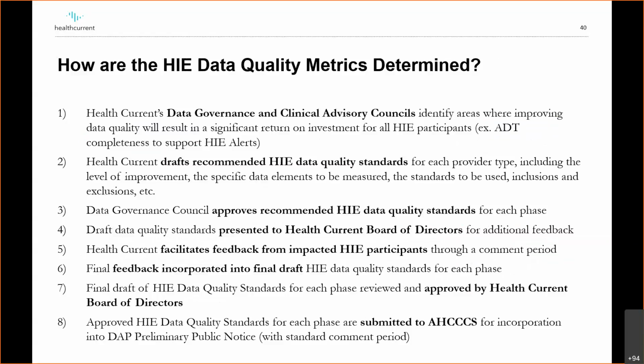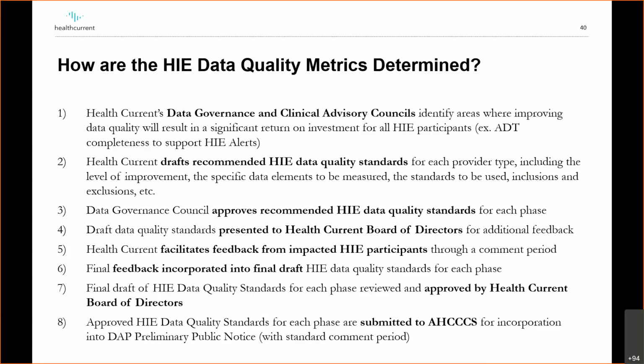I've alluded to this, but I want to make sure everybody knows that we have a very comprehensive process in terms of how we develop data quality metrics. We don't develop these in a vacuum or in a closed room. We develop them in collaboration with the community. We start with the combination of our Data Governance Council and our Clinical Advisory Council, and we get input from participants to say, what are the areas where we can see the biggest return on investment if we see improvement in completeness and consistency of data coming into the HIE? For example, we focused on ADT completeness for hospitals to support our HIE alerts.